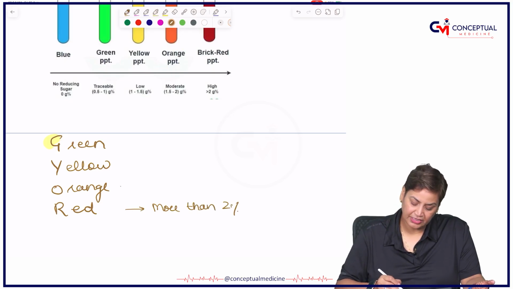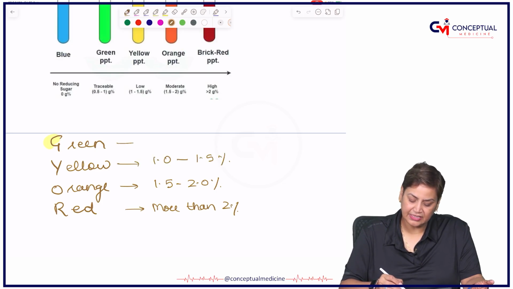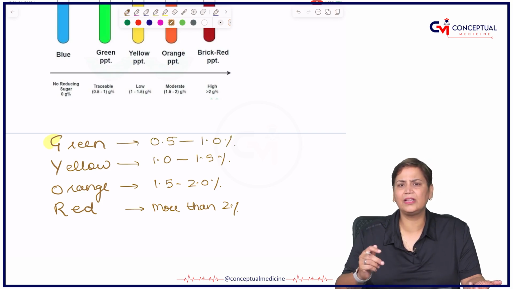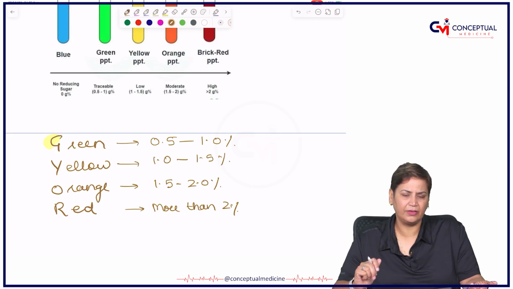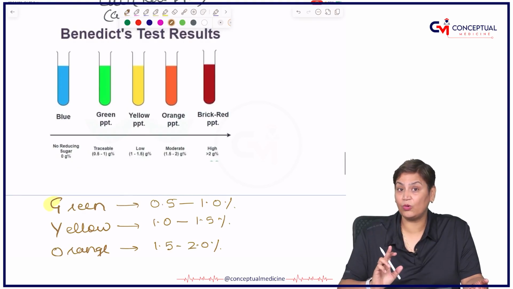But if it is orange, we can say it lies between 1.5 to 2.0%. If it is yellow, it is 1.0 to 1.5%, and if it is green, it is 0.5 to 1%. Some amount of sugar automatically will be excreted in urine. That is why it is known as a semi-quantitative test.